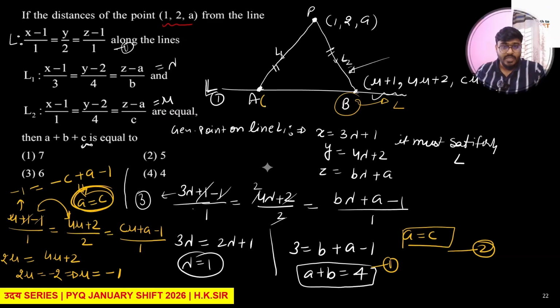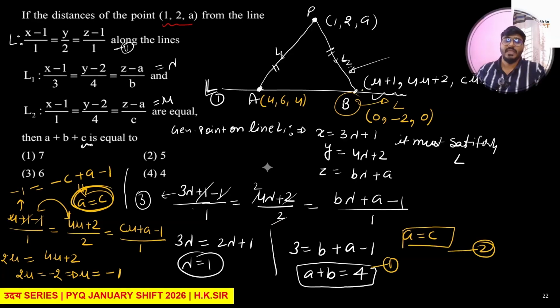So what are the coordinates of point A? Point A is this one. What is the value of lambda? Lambda is 1, so point A is 3 plus 1 is 4 comma 6 comma, this is a plus b. A plus b is 4. What are the coordinates of point B? Point B is mu plus 1. Mu is -1, so -1 plus 1 is 0 comma, -4 plus 2 is -2 comma, -1 plus a, -1, that is a plus a minus c. A minus c is 0.